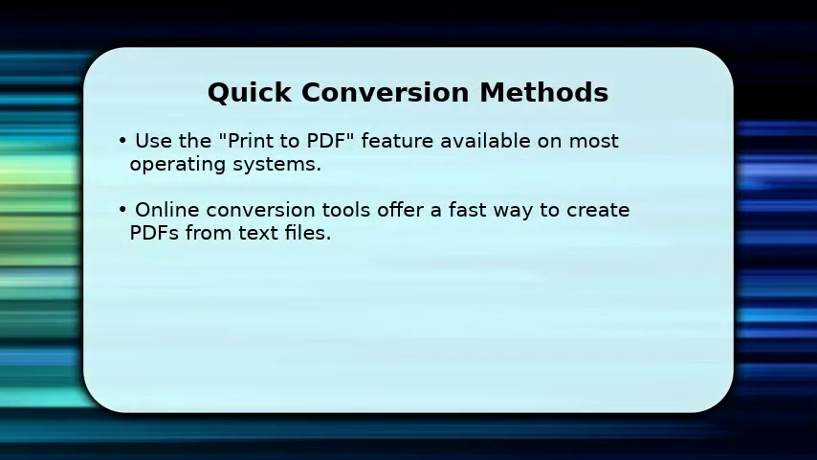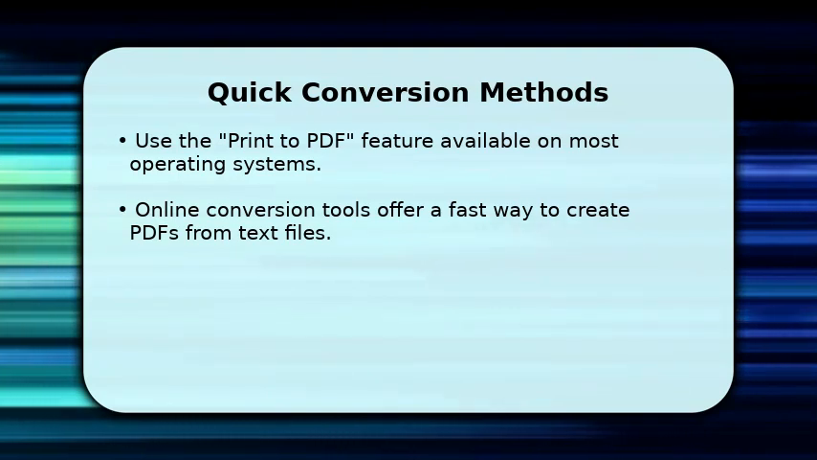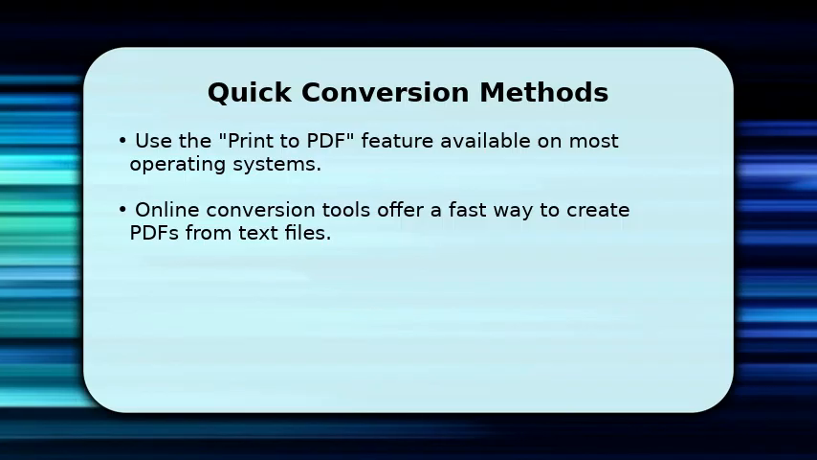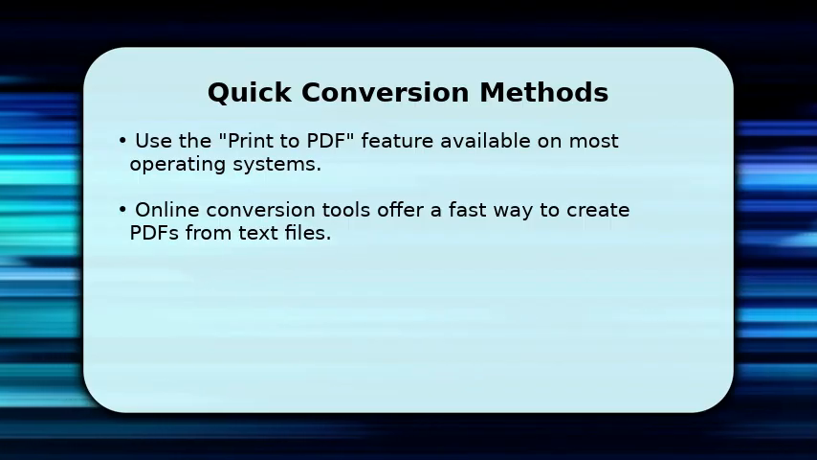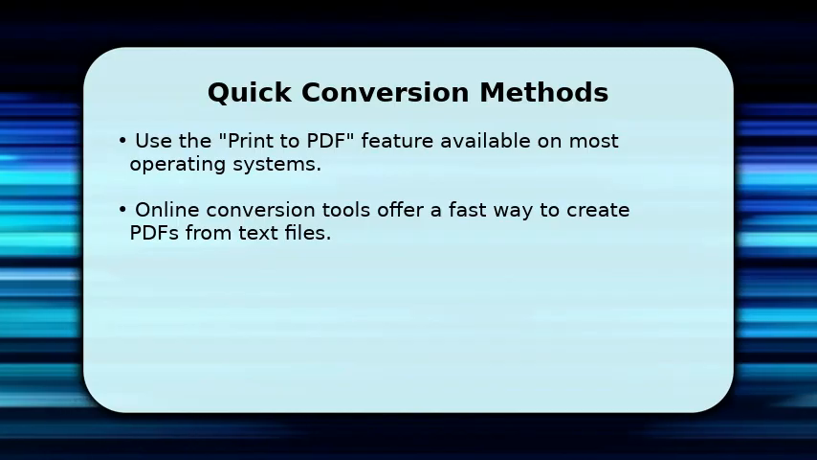One of the easiest ways to convert text is by using the Print to PDF option. Simply open your text document, select Print, and then choose Microsoft Print to PDF or a similar option as your printer. Another convenient method involves online converters. Just upload your text file to a reputable website, and it will quickly generate a PDF for you to download. These methods are perfect for straightforward conversions.